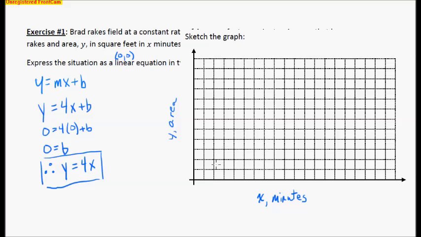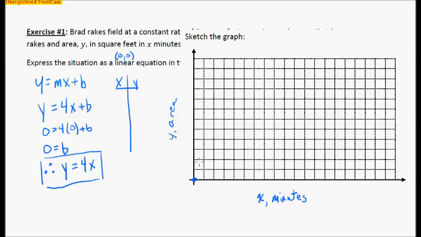So let's graph some points. There are many ways to do this. We could make a little XY chart like we've done for a while now: pick some x's, plug them in, and get some y's. Or we could simply use the slope and the y-intercept. The y-intercept here is 0, so that's that point right there.